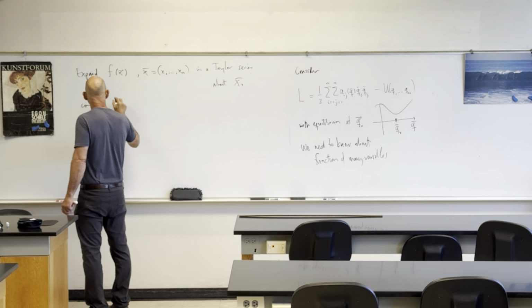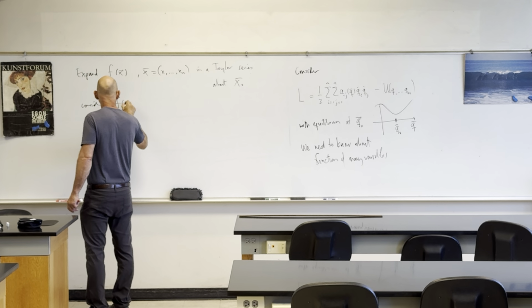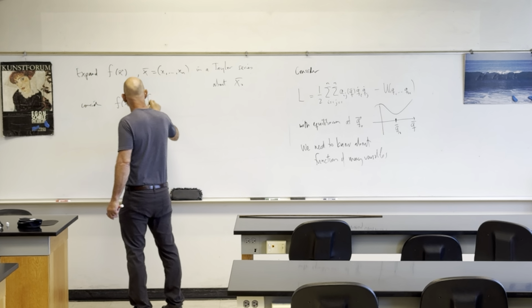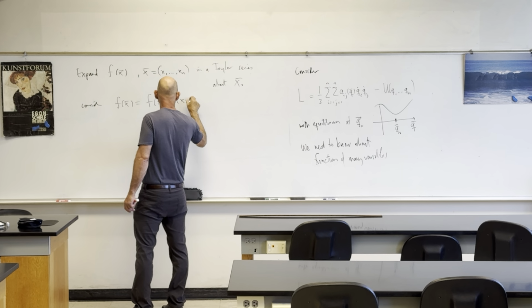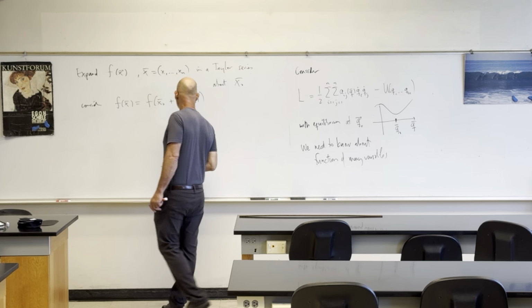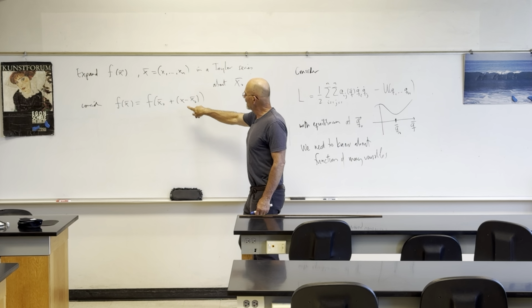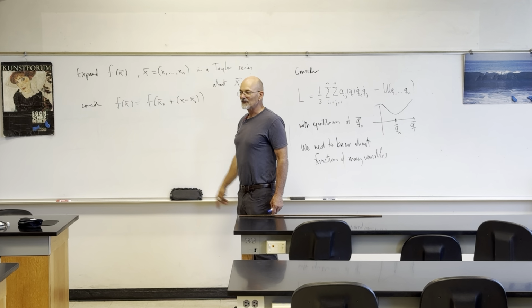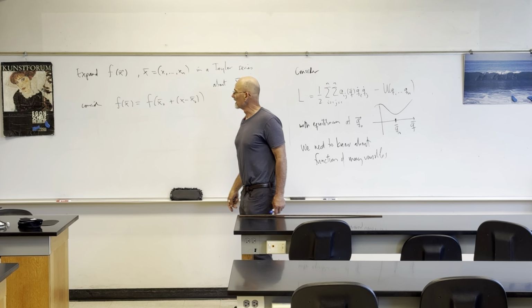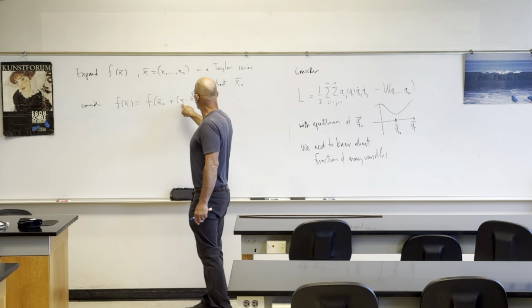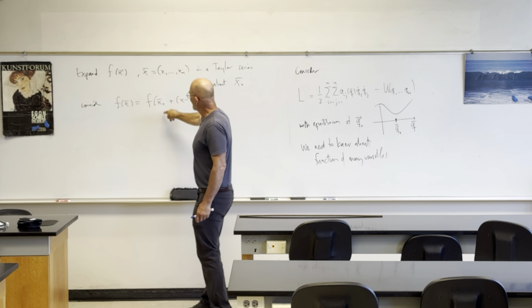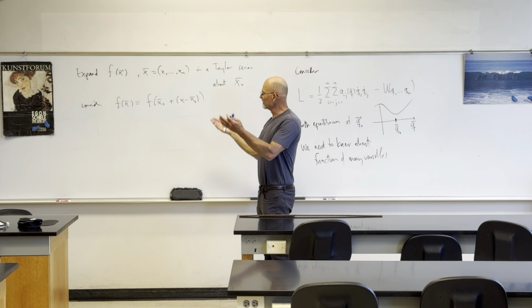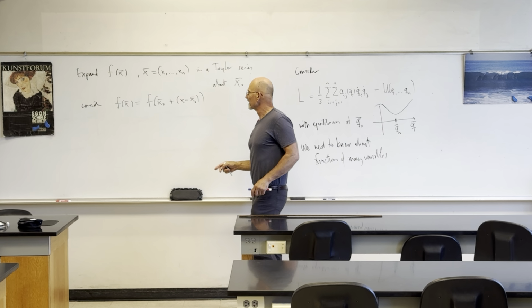Consider f of x equals f of x naught plus x minus x naught. So this is the quantity that we're going to think of as being relatively small. Notice x naught, x minus x naught. So we're expanding it around here. It's kind of the way you do when you say f of x plus h or something, right?